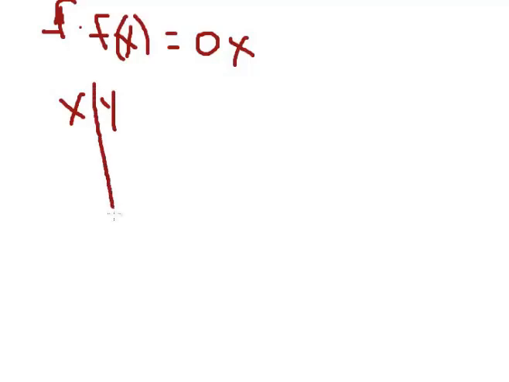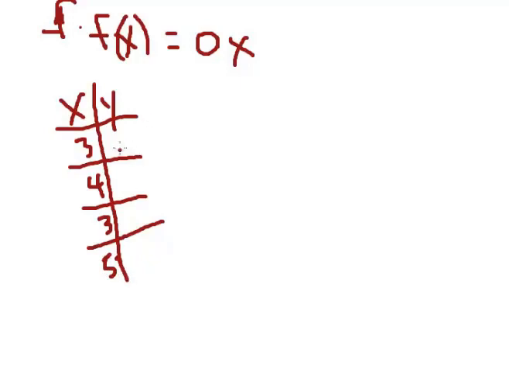Let's do another little chart over here. Let's say the x column has 3, 4, 3, 5, and the y column has 1, 2, 3, 4. So a 3 leads to a 1, a 4 leads to a 2, a 3 leads to a 3, a 5 leads to a 4. This is not a function, because in this case we've got one x that leads to different y's.